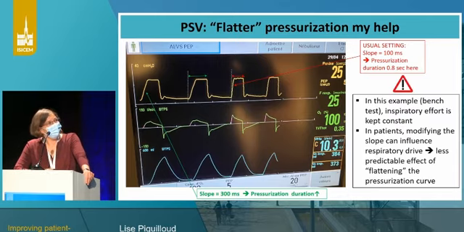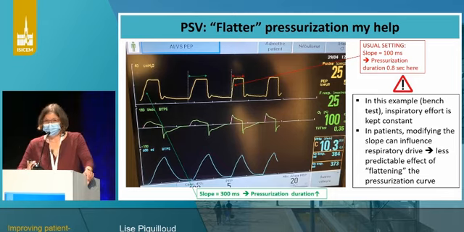But in real life, if you change the slope, you can have an influence on inspiratory drive, and sometimes it's not very easy to predict what is going to happen to your pressurization time. Then basically, you have to try, and if it's better, you are happy, and if it's not, you can even try to do the opposite.